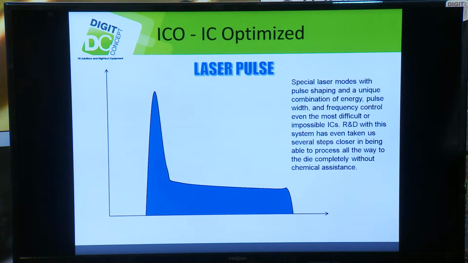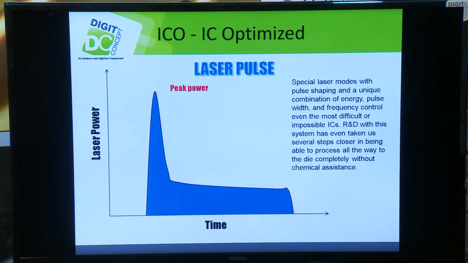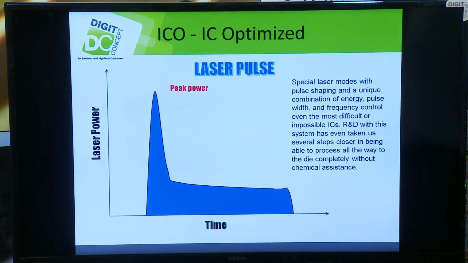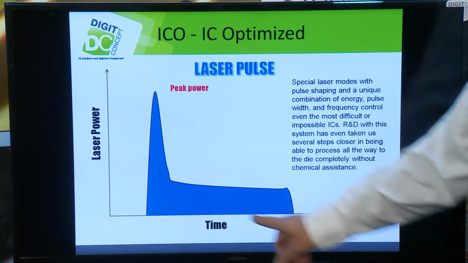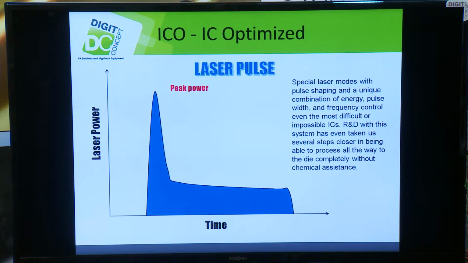What I'm going to discuss now is the concept of what we call ICO, which is IC optimized laser parameters. If we look at a typical laser pulse, we have two regimes in it. The first regime is a very high peak power, which is more like a thermal shock wave. This is going to remove the filler balls, because what we have in the molding compounds is a heterogeneous material, which is a plastic holding together large silica filler balls. The peak power is going to remove the filler balls, and then the tail that we have coming out here is actually used to heat up the plastic material.